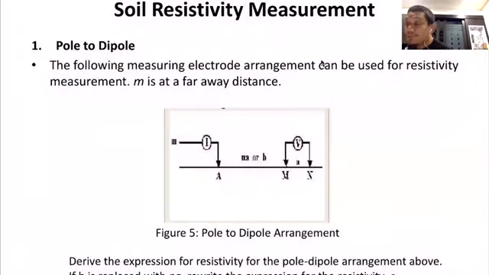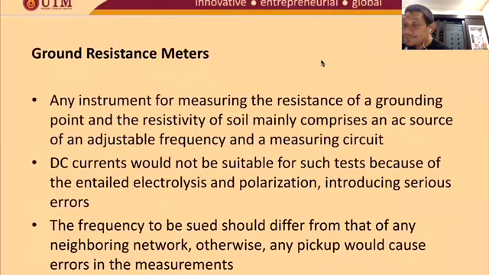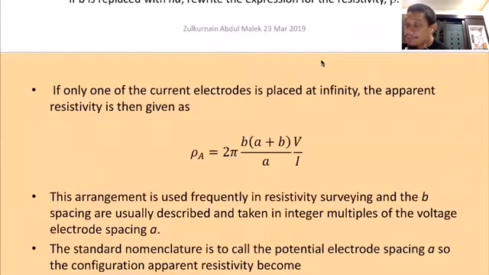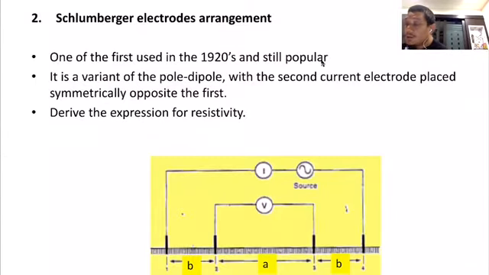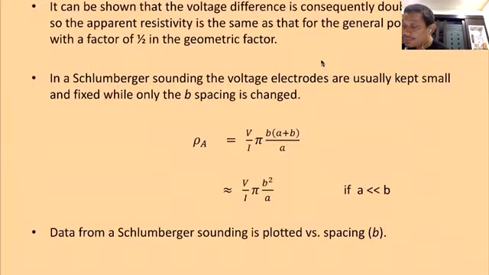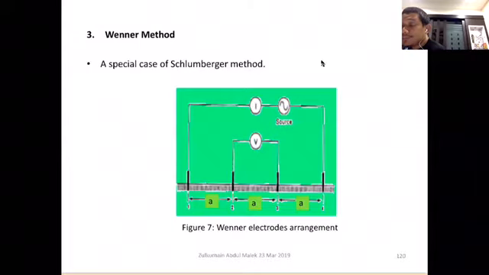Now we come to soil resistivity. Let us go to the simplest one first, the normal one. This is the common one, commonly used in the field, which is called the Wenner method.